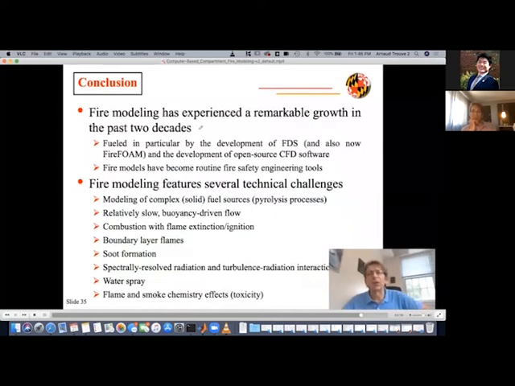So fire modeling has experienced a remarkable growth in the past 2 decades, and in particular driven by the development of fire dynamics simulator developed by NIST and the release of FDS as an open source freeware on the web. Fire models are today routinely used by engineers, and I would say that the bulk of fire protection engineering calculation is done by FDS today. So the days of doing hand calculations are kind of behind us. There are still a lot of issues associated with using FDS.